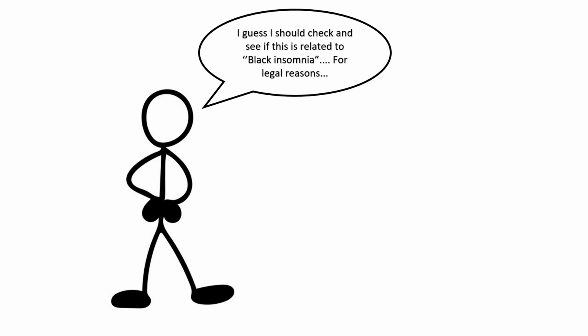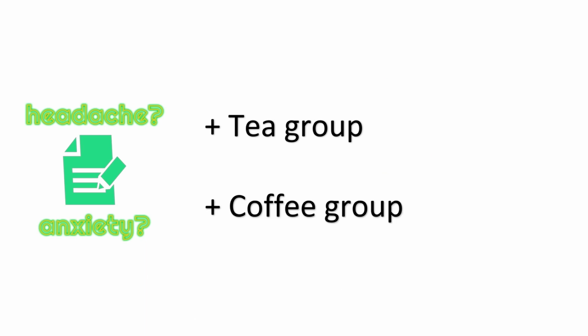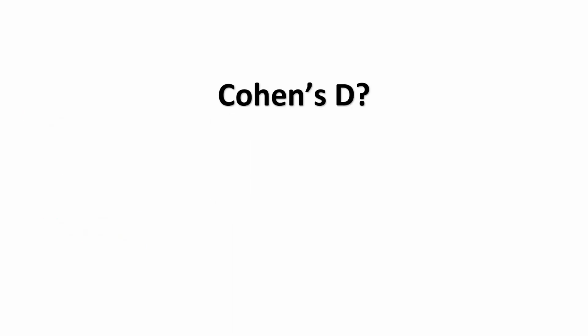Looks like we need to do some more research to determine if the increase in these health problems is related to our black insomnia coffee. Sticking to random sampling, we grab 50 people who drink tea and 50 people who drink coffee. We have a survey to determine whether someone suffers from headaches and anxiety, and we give this to both the tea group and the coffee group. This sounds like categorical data, also known as nominal data. Looks like we're going to need to use a chi-squared test on these poor headachy people.